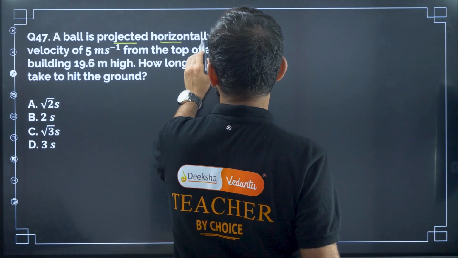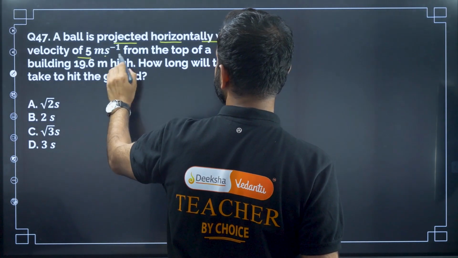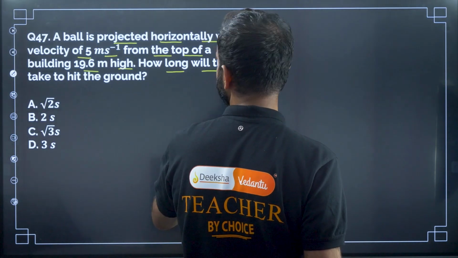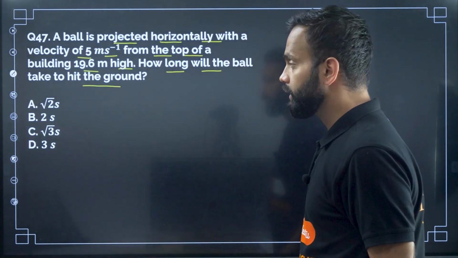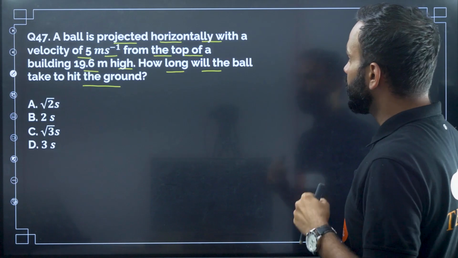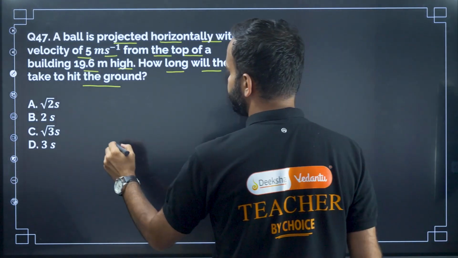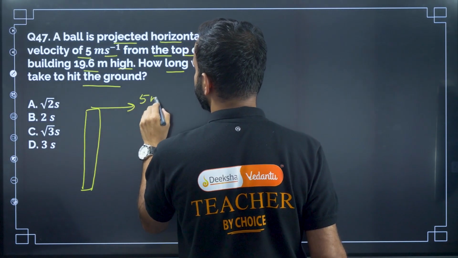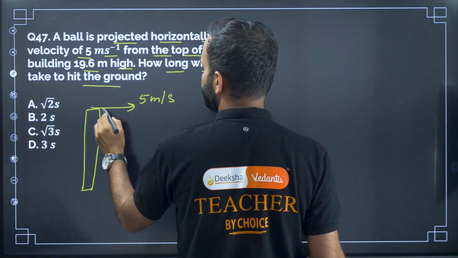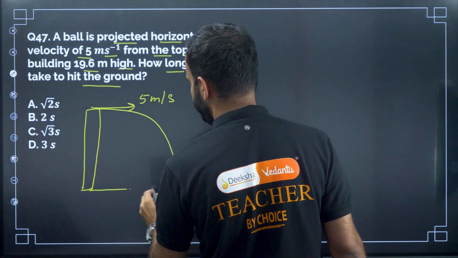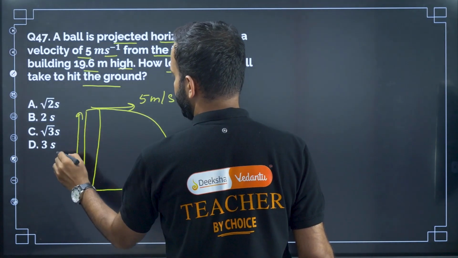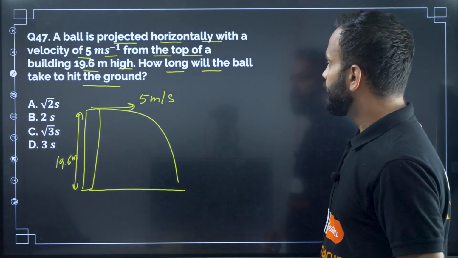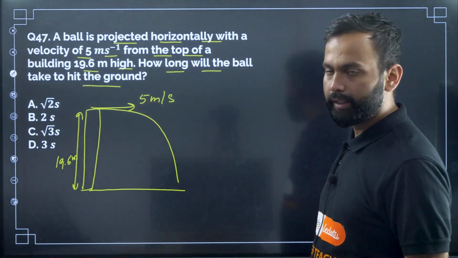Question number 47. A ball is projected horizontally with a velocity of 5 meter per second from the top of the building 19.6 meter high. How long will the ball take to hit the ground? Okay. So here the ball is projected horizontally with the velocity of 5 meter per second, right? From the top of a building 19.6 meter high. So we need to find the time taken by the ball to hit the ground, right?